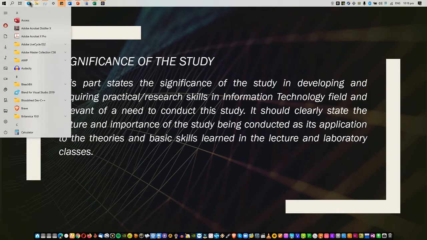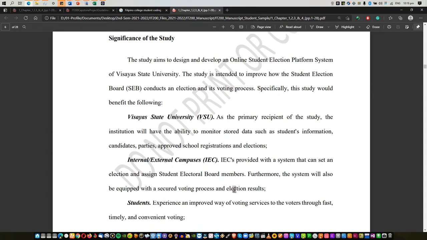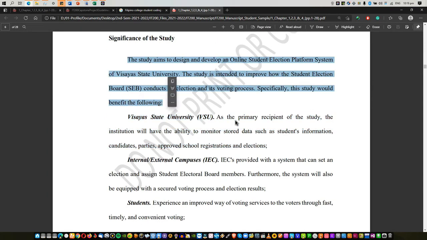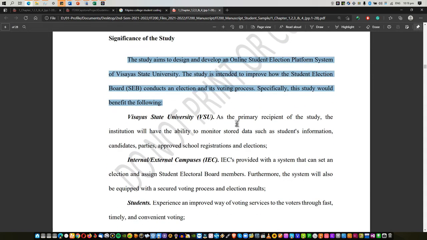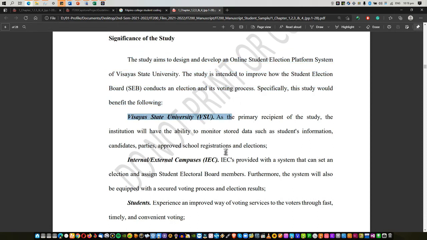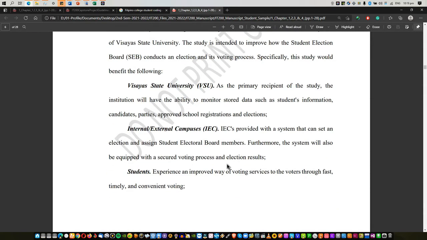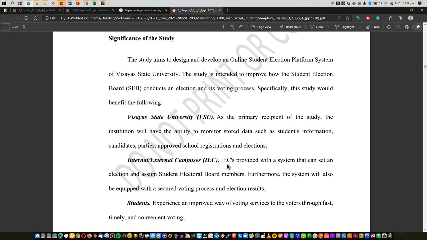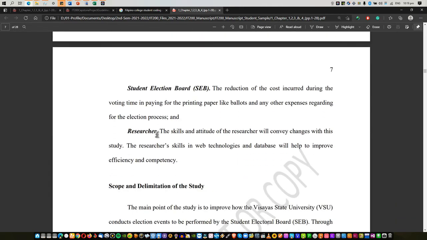So, for example, okay, this example na to, so kinsa maka-benefit sa atong system? Significance of the study. So, first, kay voting system man ni, so ang eskwelahan, then ang external campuses, and the students. So depende na kung unsay affected sa imong study, kinsa ang ma-benefited sa imong study. Okay, we have the SEB and of course you as the researcher.